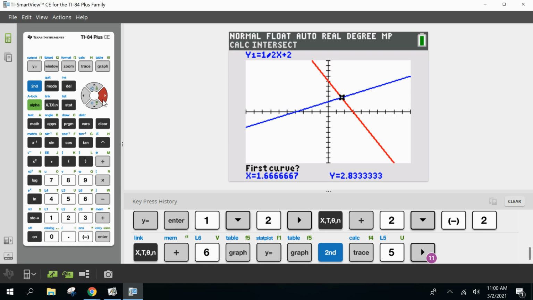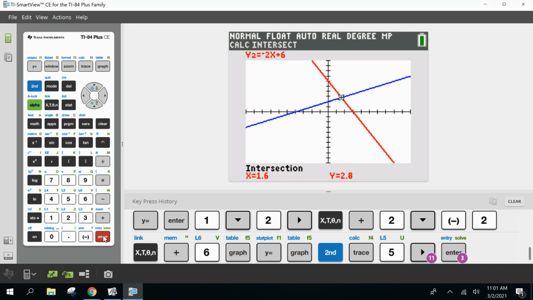It should say first curve at the bottom. What you were telling your calculator is, yes, I have it on my first line where I need it. And then it'll say second curve. Yes, I also have the spider on the second curve where I need it. And then you want the calculator to take a guess, which is, yes, I do, because it's going to give me the point of intersection. And there it is. There's your point of intersection.